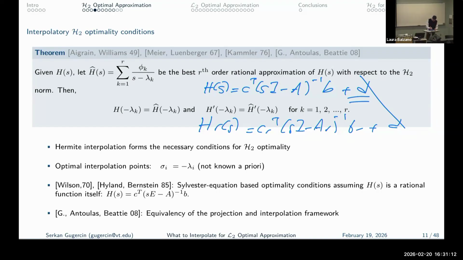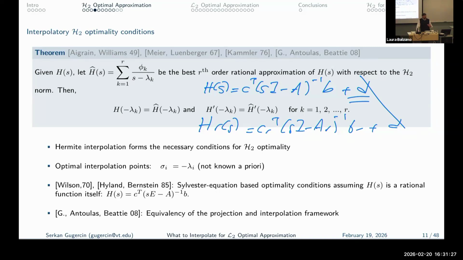So what happens is that when you do balanced truncation, you don't get H2 optimality, obviously, but you have an error bound for the H infinity. So that is what I see as the trade-off. Do you want to do H2 or H infinity?